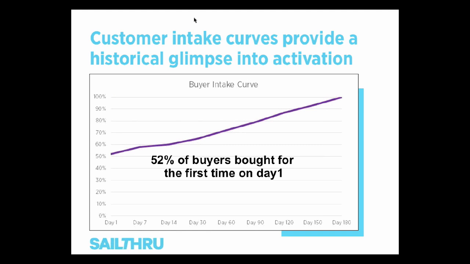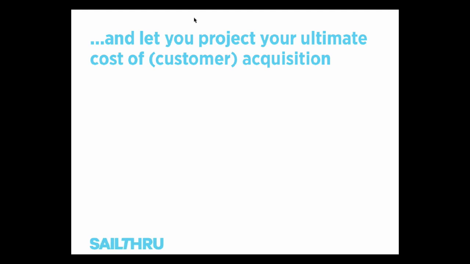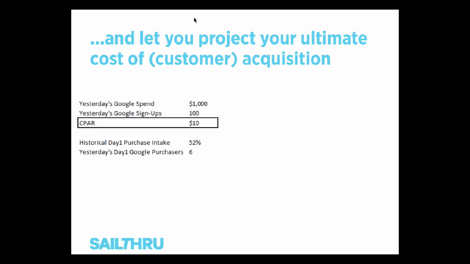So what is the significance of this? Well, this lets us project out what our ultimate cost of customer acquisition may look like. And how does this work? Well, let's say, again, that yesterday we spent $1,000 on Google and we had 100 signups. So, again, we had that CPAR of $10.